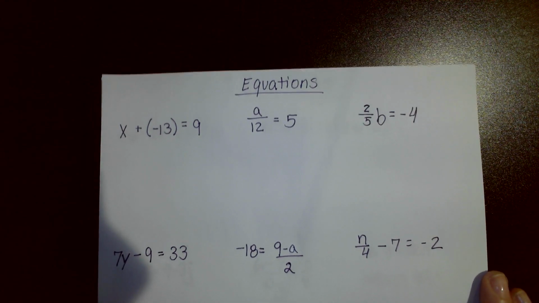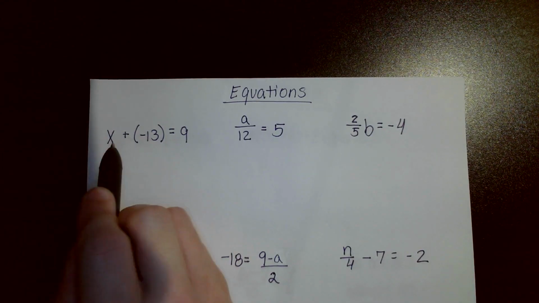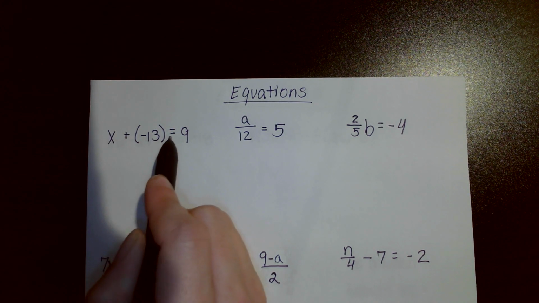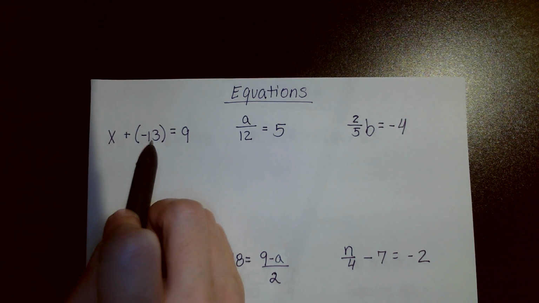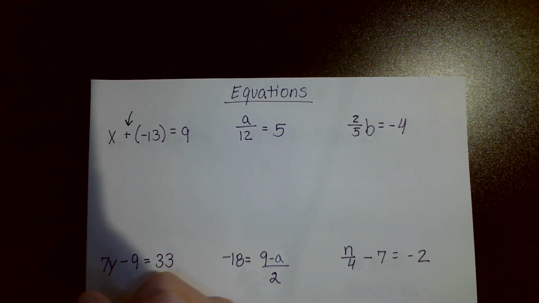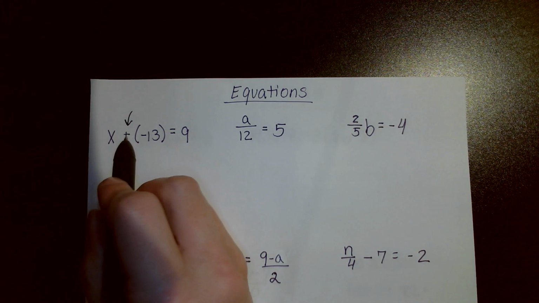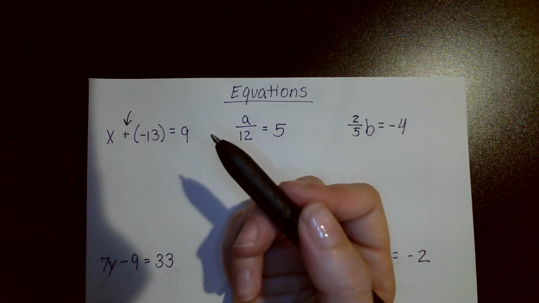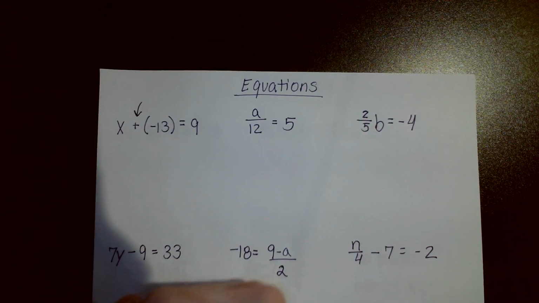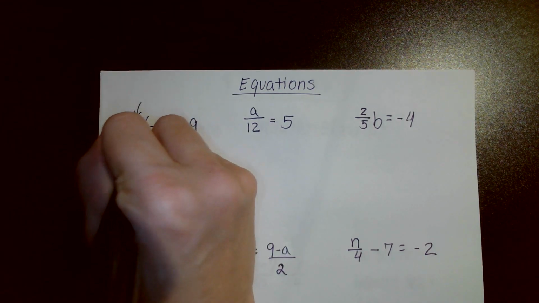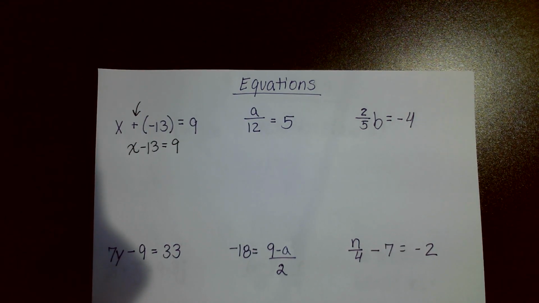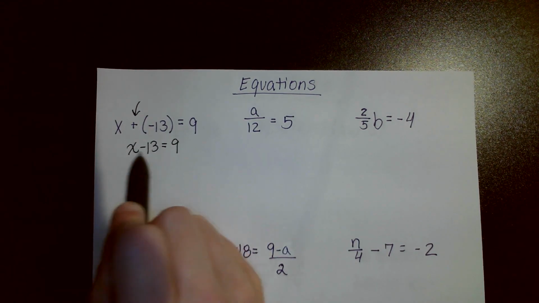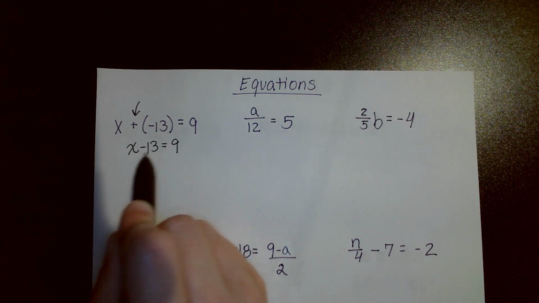All right, moving on. Now let's solve some equations. First, we're going to start off with some simpler ones. Now here we have x plus negative 13 equals 9. Please notice we are not multiplying by negative 13. We have a plus sign there. So that means we're adding negative 13. Now, really what we know from our pre-algebra time is that this is really x minus 13 equals 9. So if you need to, rewrite it like that because it makes it a little more clear.